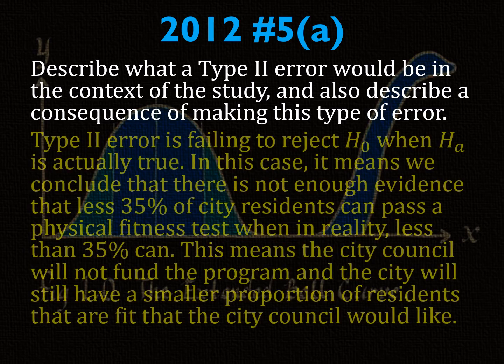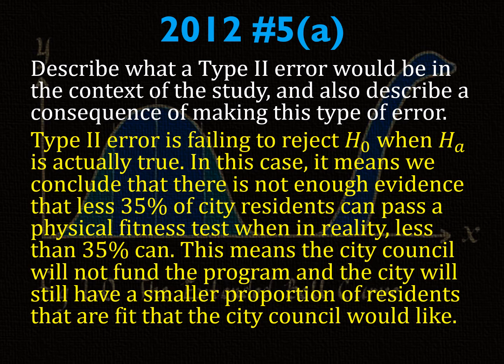So type 2 error is when you fail to reject the null when the alternative is actually true. So in this case, it means you do not have enough evidence that less than 35% of city residents can pass a physical fitness test, when in actuality, less than 35% actually can.